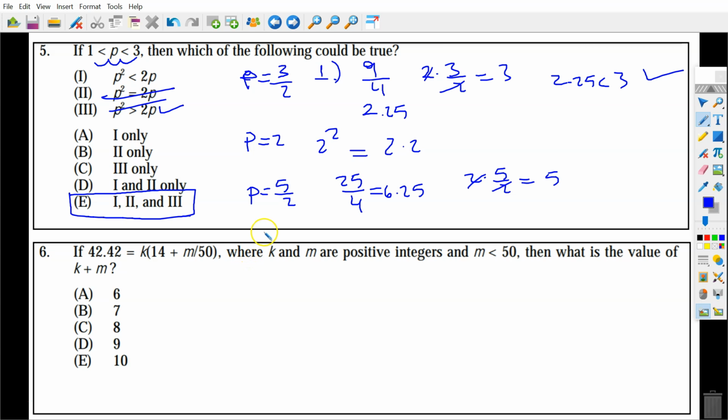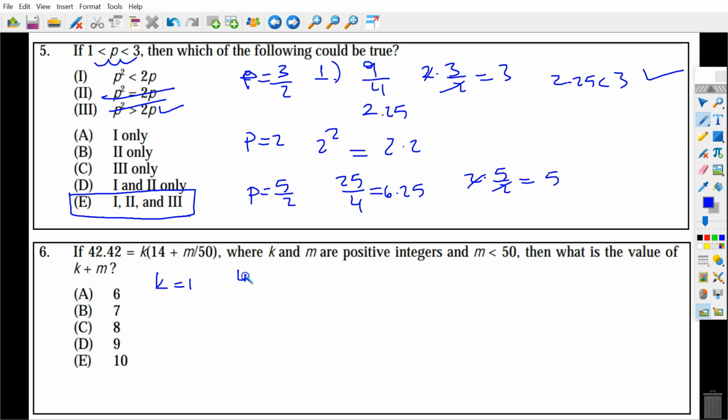All right, let's move on to question 6. In question 6, it says that 42.42 is equal to k times 14 plus m divided by 50, where k and m are positive integers, and m is less than 50. So what is the value of k plus m? In this case, let's come up with easy and manageable numbers for k first. So basically, we're going to apply substitution. I'm going to plug in 1 for k into the problem. Let's see how it's going to turn out.